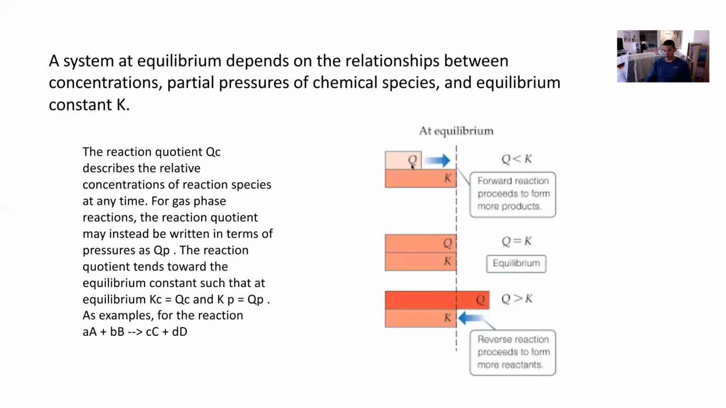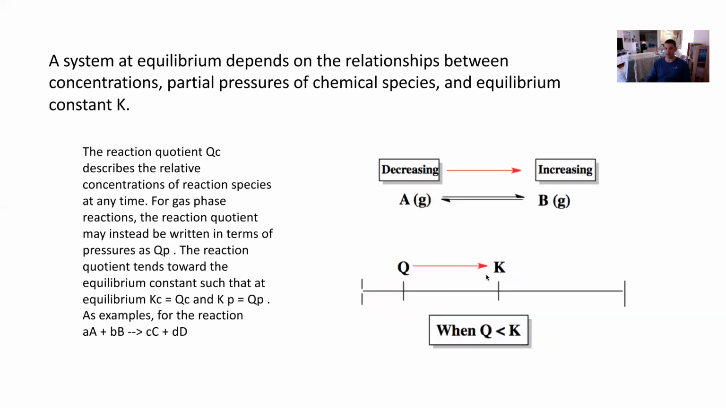All right, so the idea is K doesn't change, at least not for a given temperature. So Q will move to meet K. I think the easiest way is to draw a line graph. If Q is to the left of K, that means the reaction needs to move to the right. That's the forward reaction. And if Q was greater than K, the reaction would move to the left, which would mean the reverse reaction.